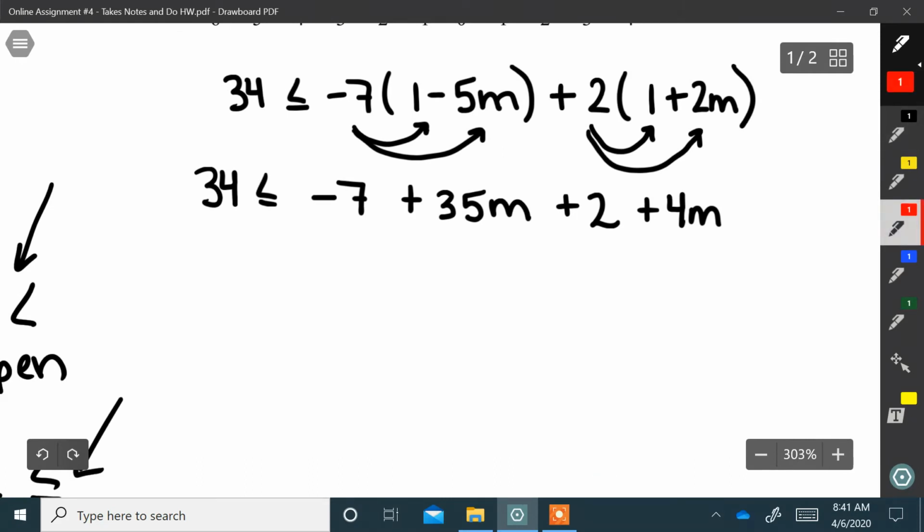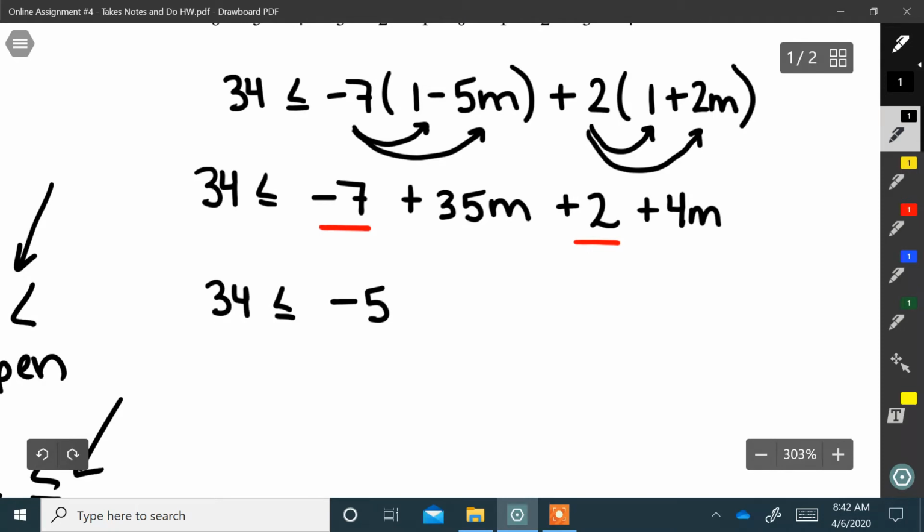All right, let's go ahead and combine like terms, guys. Well, first of all, I have a -7 there and a +2. So I'm going to go ahead and combine those two together. Okay, so -7 plus 2, that's going to give me -5. I have this 35m with this 4m. I'm going to go ahead and add those two together. And that's going to give me 39m.